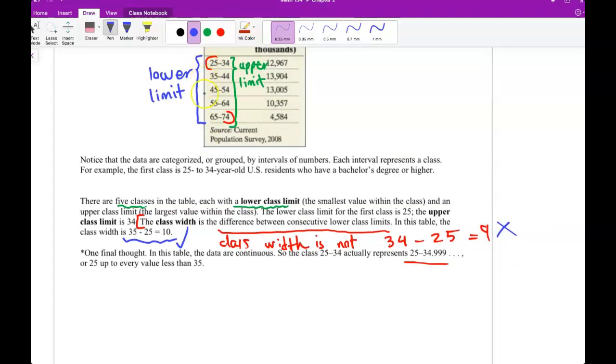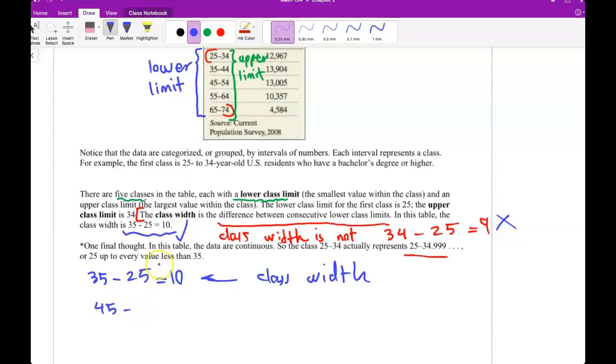So starting from that part, we used 35 minus 25. This was the class width, which was equal to 10. Now what if you tried 45 and 35, these two classes? Again, we have 10. You should use consecutive classes. The class width is the difference between consecutive lower class limits. You're not able to subtract 65 minus 45. That is wrong.